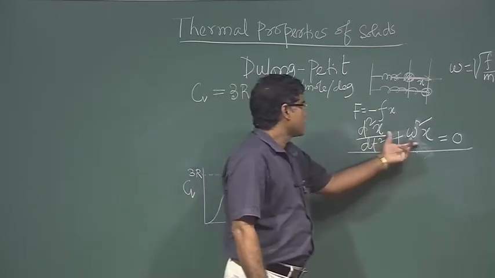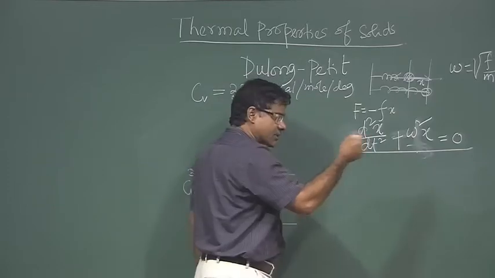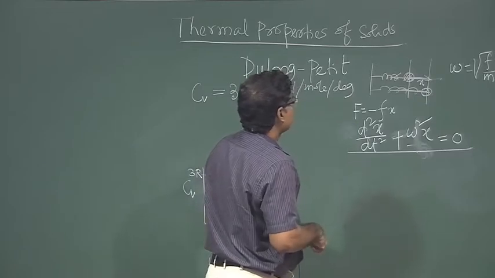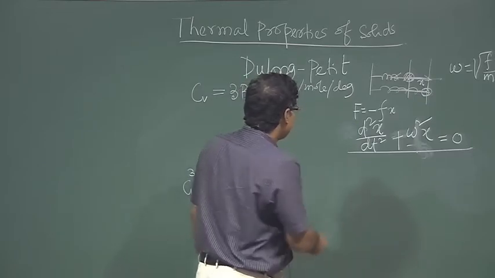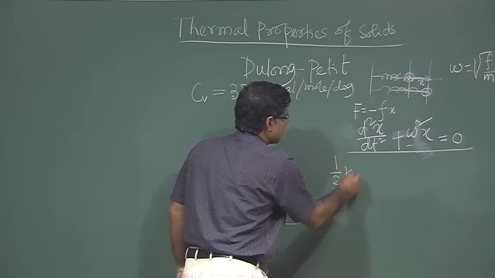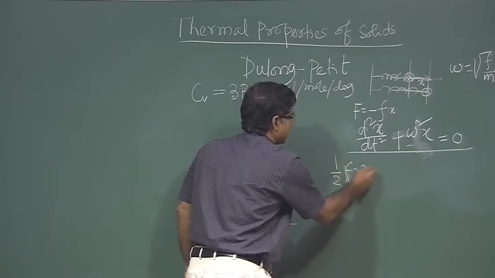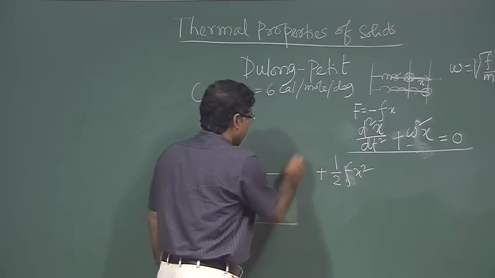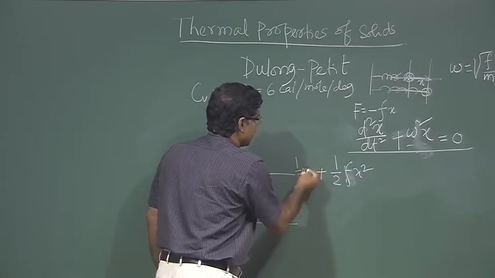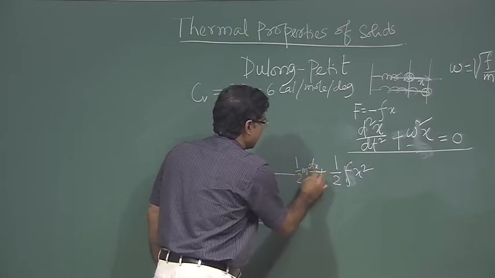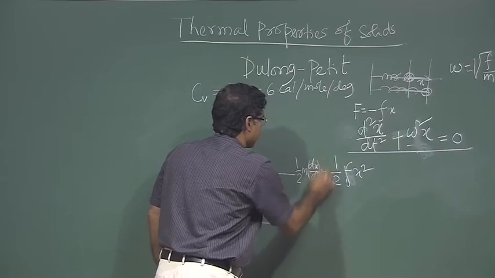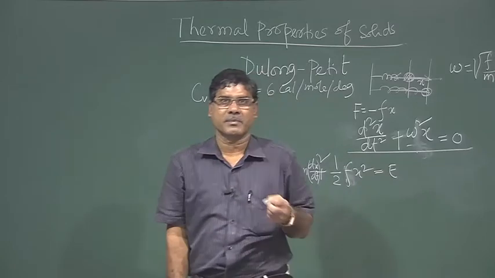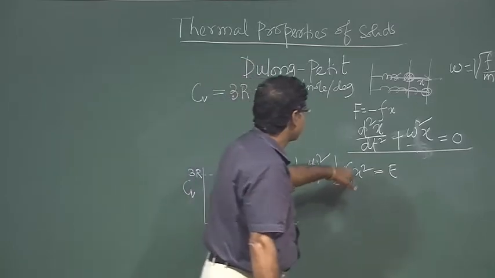Due to this motion, one can find out what the kinetic energy and the potential energy are. Potential energy will be half k x square, half F x square, and kinetic energy will be half m v square, where v you can write as dx by dt. That will be the energy of this oscillator, kinetic energy plus potential energy.